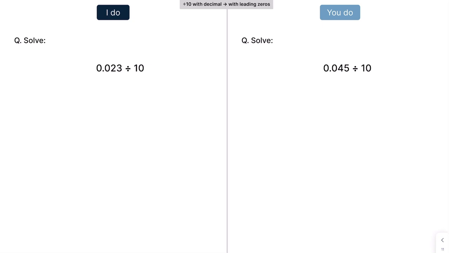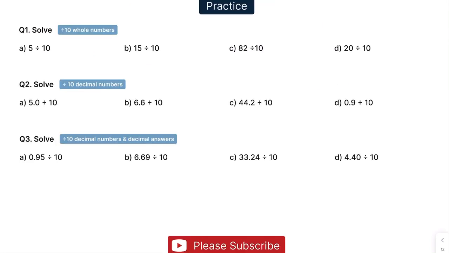And again, hop the decimal once to the left, the decimal goes there, we add a 0 to the front, so that becomes 0.0023. Again, hopefully you're pressing pause as you're doing this and attempting it on the right, so that becomes 0.0045. So here's some practice questions for you to try before we move on to dividing by 100 and 1000.